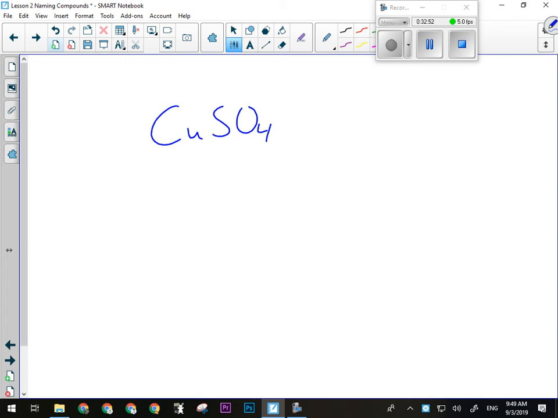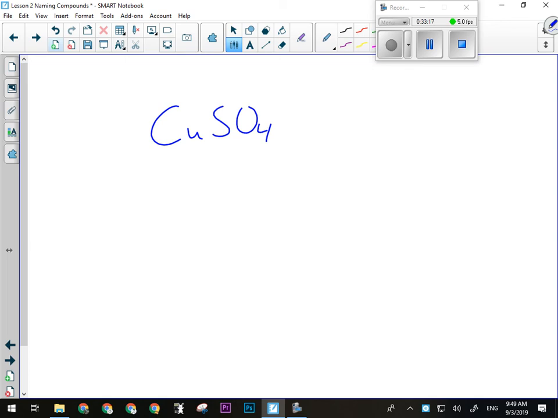So we got copper and we got sulfate. Now, how do I know this is sulfate? Why don't I go copper, sulfur, tetraoxide? Because it wouldn't make sense, that's why we don't do it that way. On your periodic table, on the top, kind of in the middle, is the table of common polyatomic ions. That is where you will find these special charged particles.